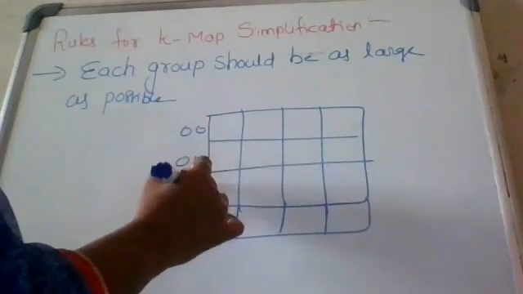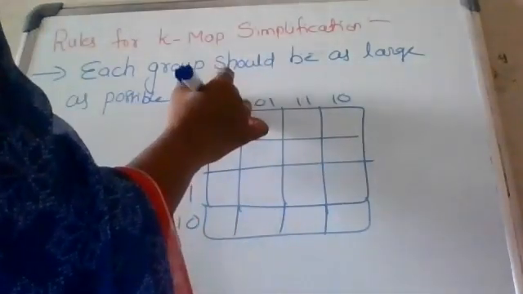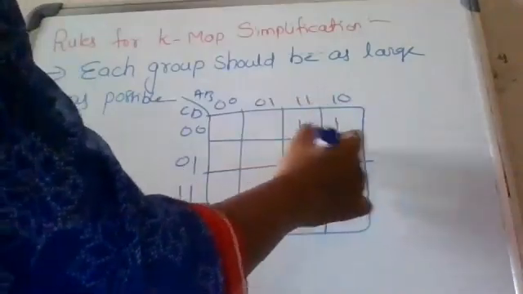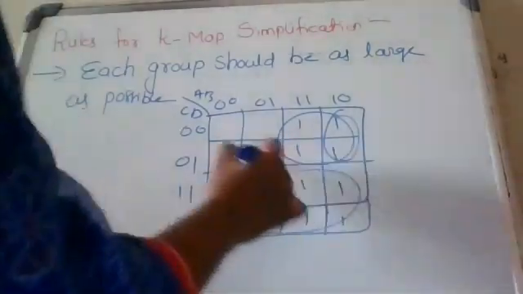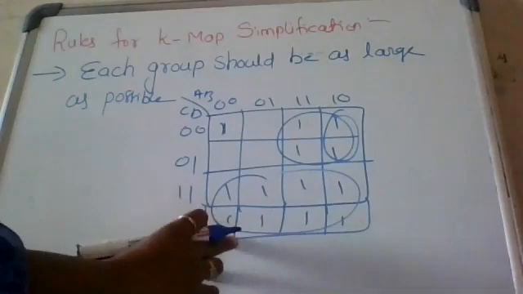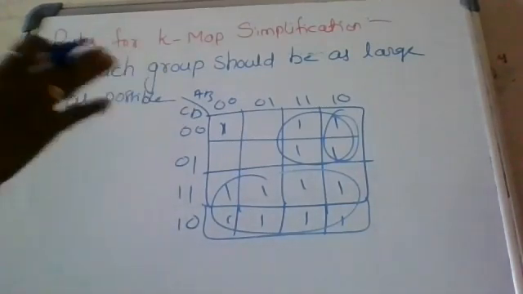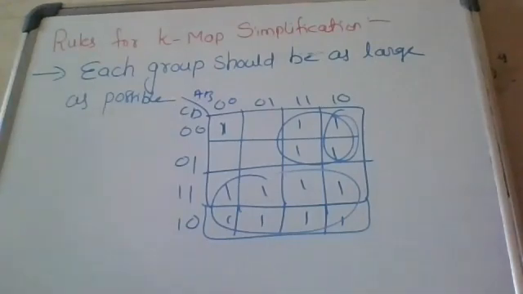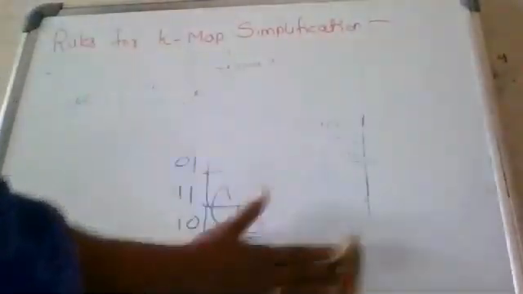So 0 0 0 1 1 1 1 0 0 0 0 1 1 1 1 0. So A B C D, here quarter, double, this is an octant group. So this is a single grouping. Each group should be as large as possible means if octant is possible, no need for quarter, double and single. If quarter is possible, no need for double and single. If double grouping is possible, no need for single grouping. Next point.